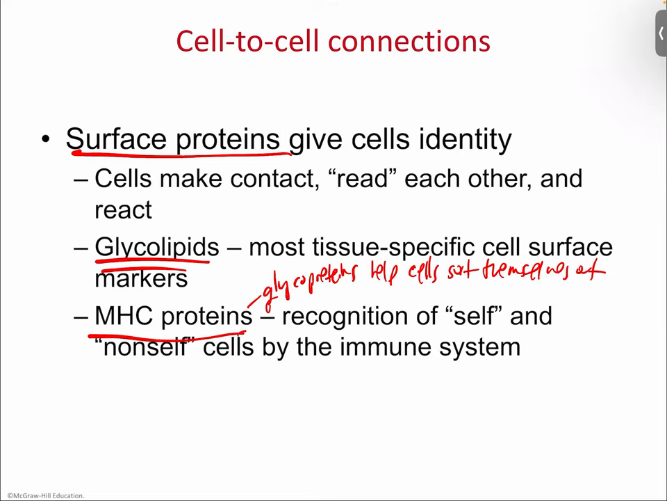The MHC proteins are probably the most extreme example of that identification, that extreme reading of cell identity, because MHC proteins are basically your self tag. MHC stands for major histocompatibility complex. This is your self tag.